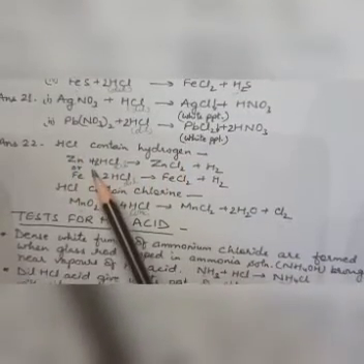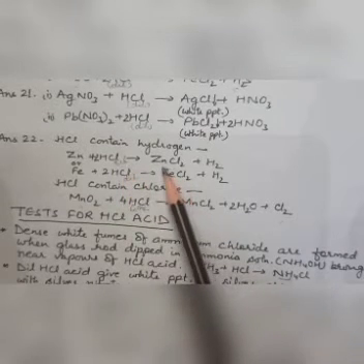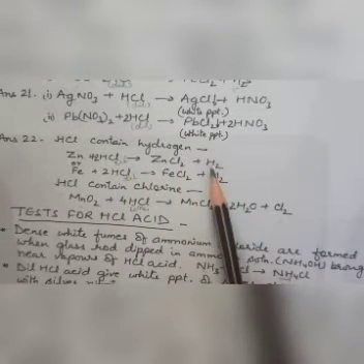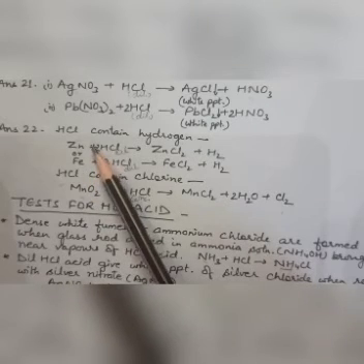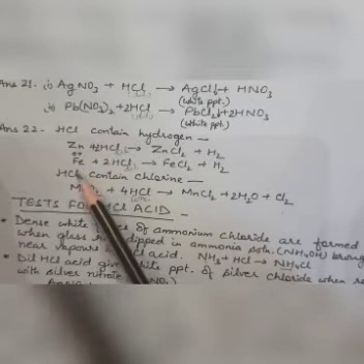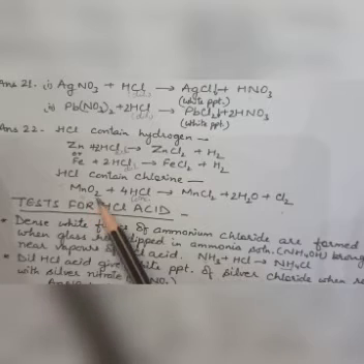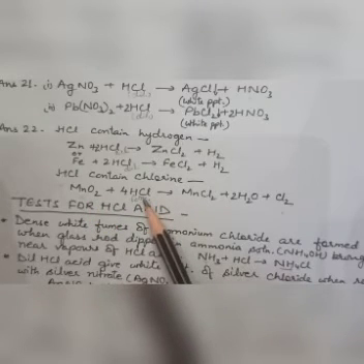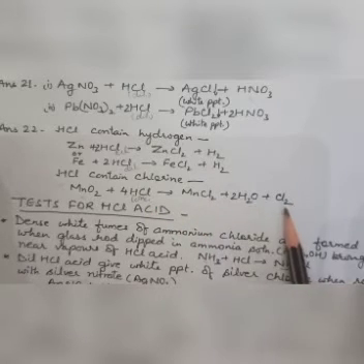Right, now next question is: how will you prove that hydrochloric acid contains hydrogen? For that you can give this reaction. Zinc, when it reacts with dilute hydrochloric acid, gives you zinc chloride and hydrogen gas, which proves that hydrochloric acid contains hydrogen. In place of zinc you can also write iron or magnesium. Then how will you prove that hydrochloric acid contains chlorine? For that, you take manganese dioxide and react it with concentrated HCl. Which acid? Concentrated hydrochloric acid. It gives you manganese dichloride, water and chlorine gas.